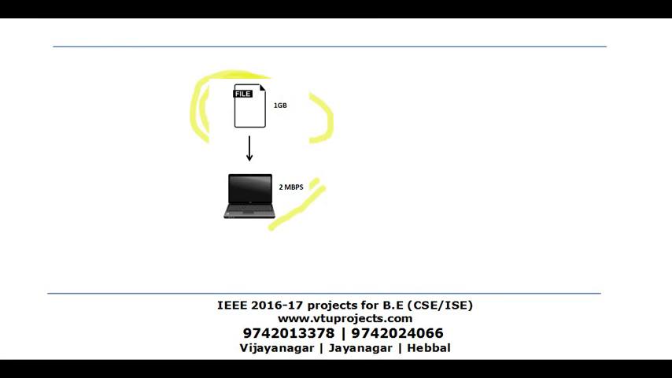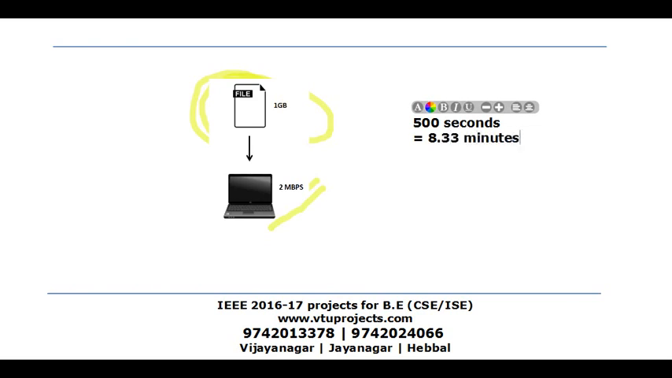So what will be the time taken to copy this 1 GB file into this machine? The calculation is pretty straightforward. For 1 second it will copy 2 MB. So how many seconds do you need to copy 1 GB? It will be 500 seconds, right? So it will require 500 seconds to copy 1 GB of file into this machine. 500 seconds will give you 8.33 minutes.